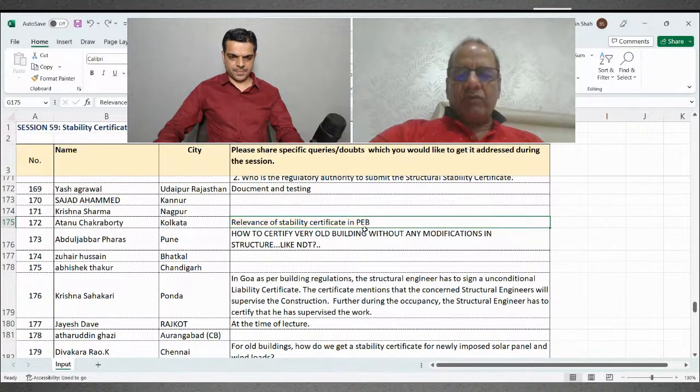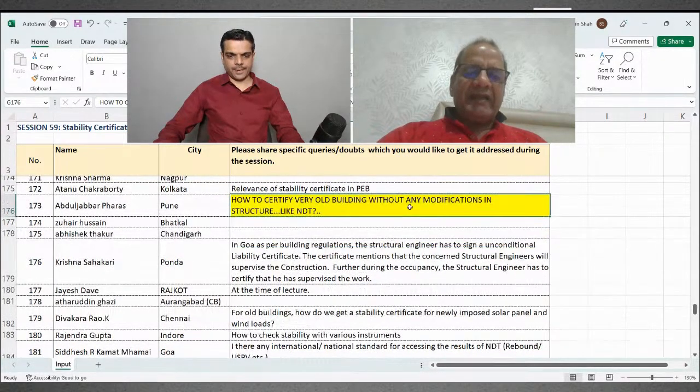How to certify a very old building without any modification in the structure? NDT does not modify the structure. NDT is a must if you want to assess any old building.